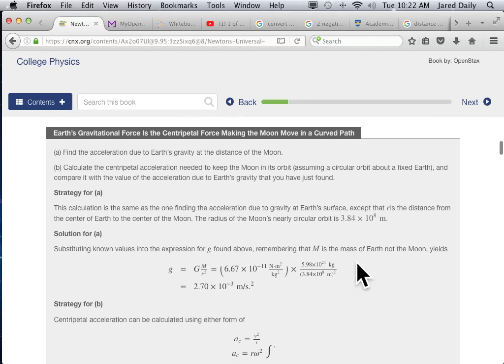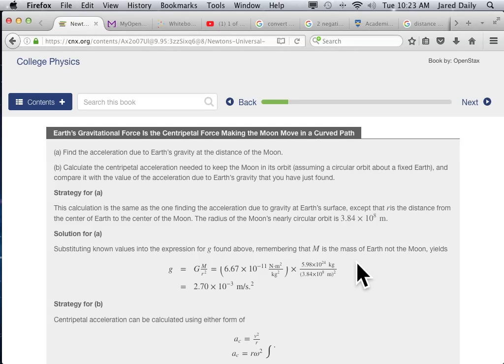So let's calculate Earth's gravitational force on the moon. Gravitational forces are always pulling forces, so Earth's force on the moon is pulling the moon towards the Earth. We want to calculate that, so we need to know the distance between the moon and the Earth. We'll go look that up. Turns out it's about 3.84 times 10 to the 8 meters. And the mass of the Earth is the same as it was before, 5.98 times 10 to the 24 kilograms.